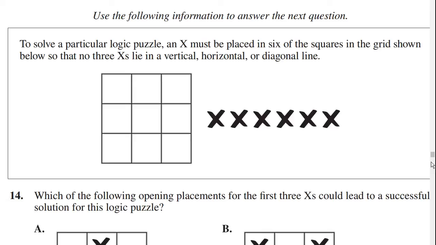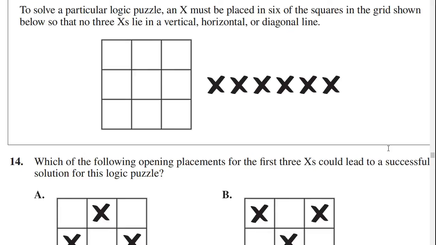Alright, so it says, to solve a particular logic puzzle, x must be placed in 6 squares in the grid below so that no 3 x's lie in a vertical, horizontal, or diagonal line. Which of the following opening placements of the first 3 x's could lead to a successful solution to the logic puzzle? In other words, they want the x's laid out so that there's no tic-tac-toes. They want a cat's game, so to speak, where the x's never form a straight line of 3, a diagonal of 3, in any direction.